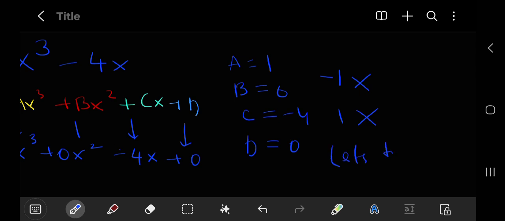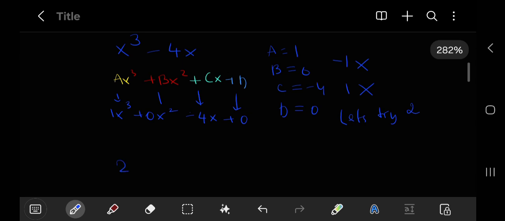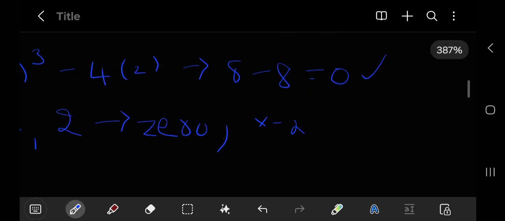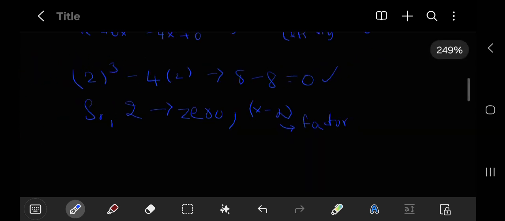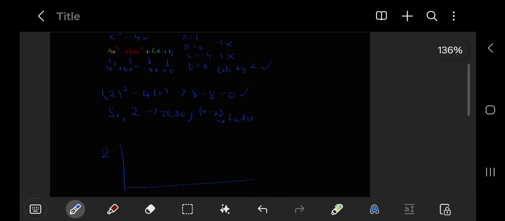When I add the coefficients and add the alternates, −1 is not a zero, and 1 is also not a zero. That's why I kept a cross mark. Let's try with 2. 2³ − 4 into 2: 8 − 8 is 0. Cool. So 2 is my zero and x − 2 is my factor. Very good. So we got one of the zeros.